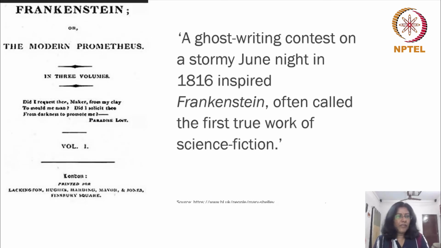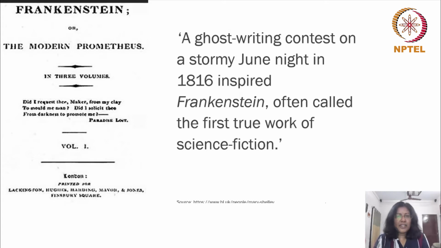Now, we have the title page of Frankenstein, or the Modern Prometheus, which was published in 1818, and there is a reference to Paradise Lost on the title page. "Did I request thee, maker, from my clay to make me man? Did I solicit thee from darkness to promote me?" So you can see the voice which is rebelling, which is questioning the maker on the title page. So it's a very unique text, and what gave birth to this text is going to be the subject of this lecture today.